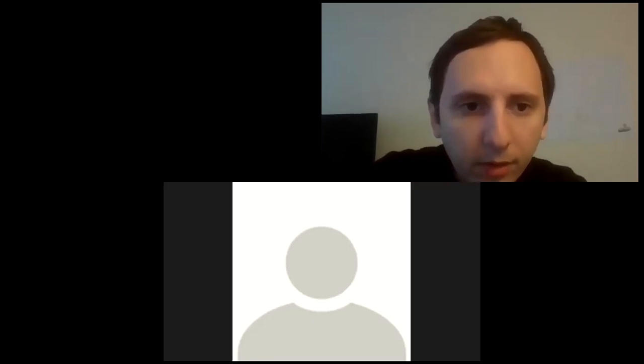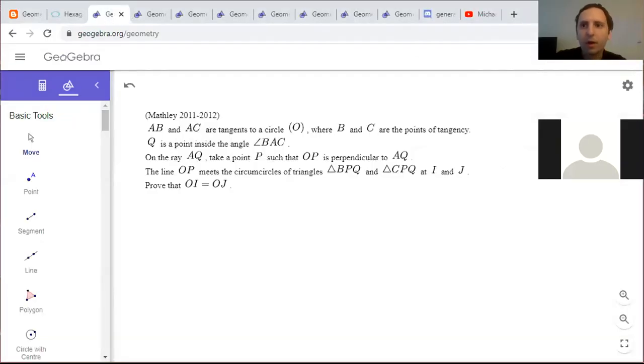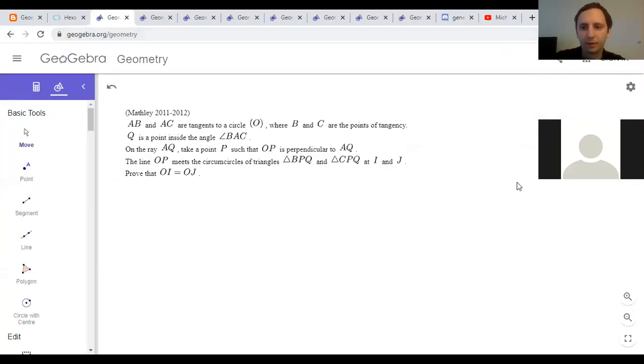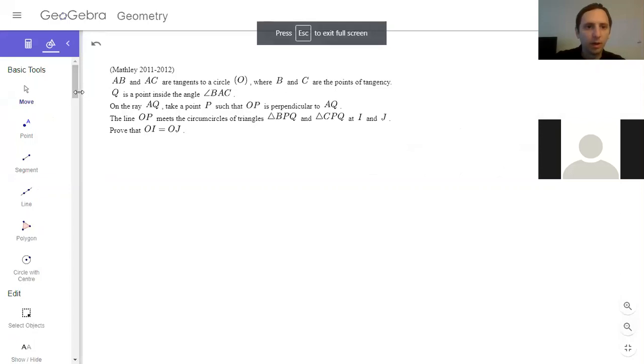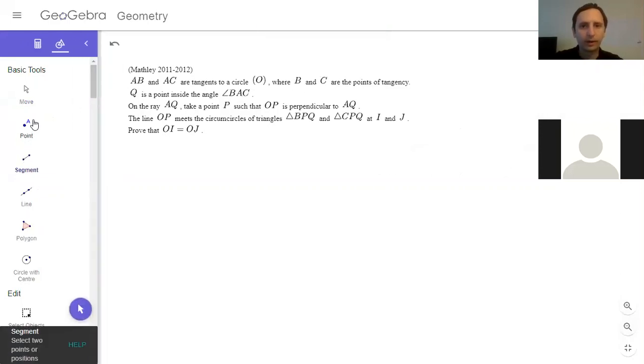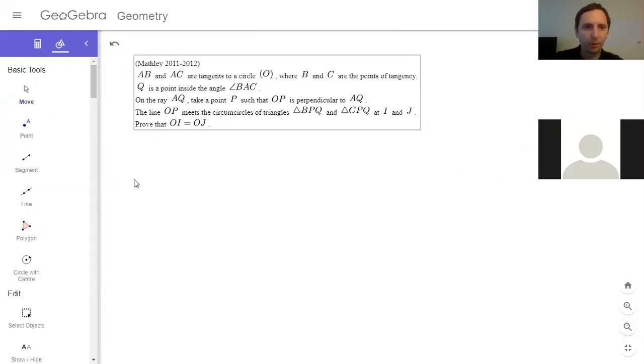All right, so here's the first problem. You guys all see it? I try to sort them from easiest to hardest. So we have a circle with center O.